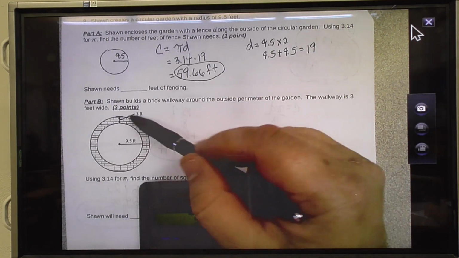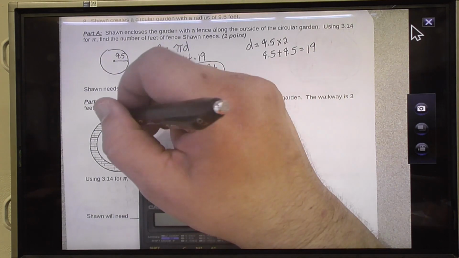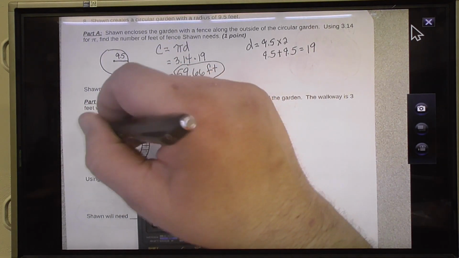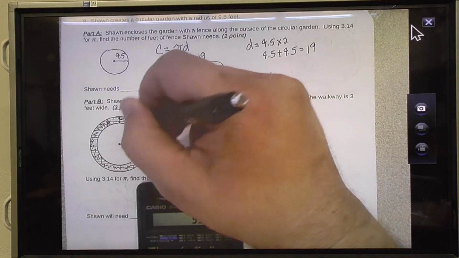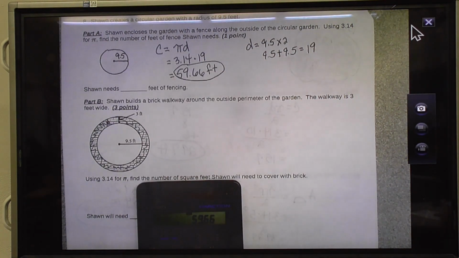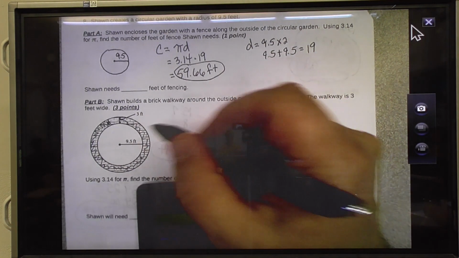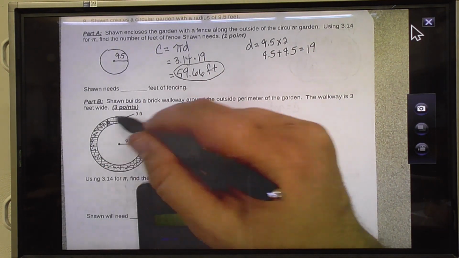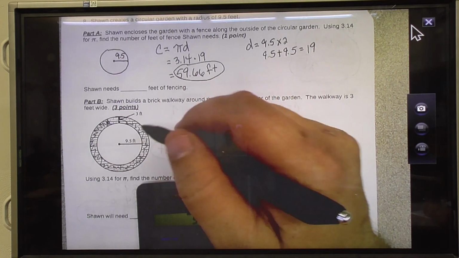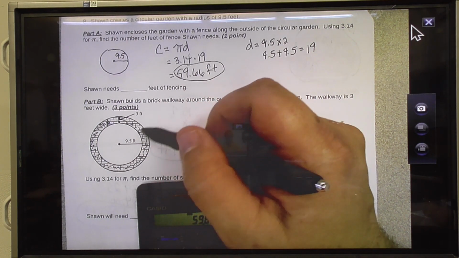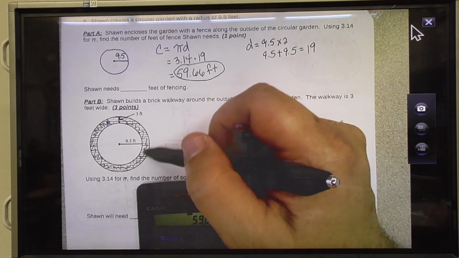So I need to find what is this area right here equal to. How many bricks am I going to need? Is that perimeter? Is that circumference? No, he wants to know what's the area of just this shaded part. Okay? Do you know how to find the area of an eighth of a circle? Oh, I mean, I don't even know if this is an eighth.